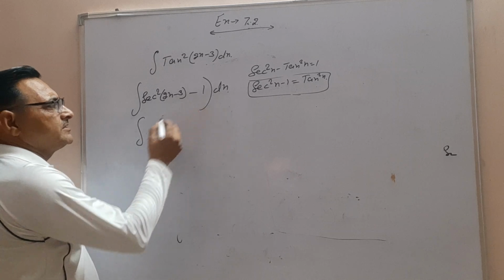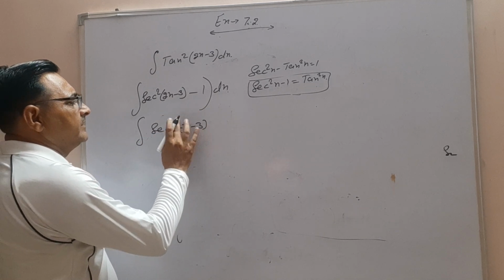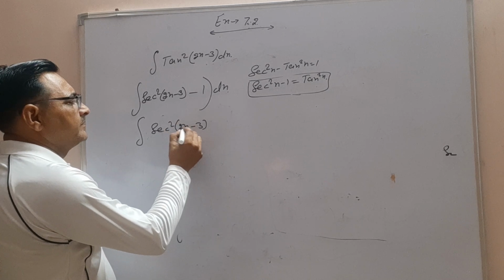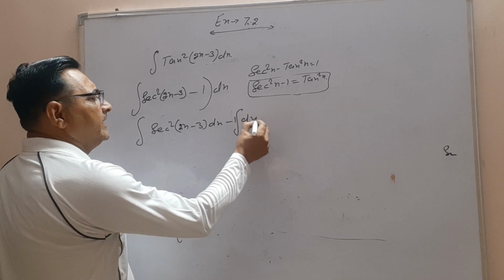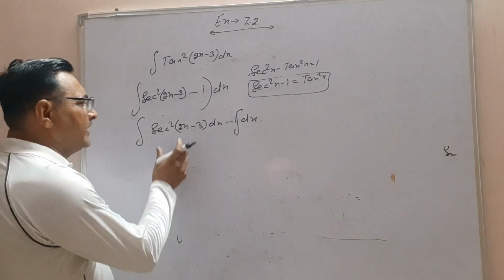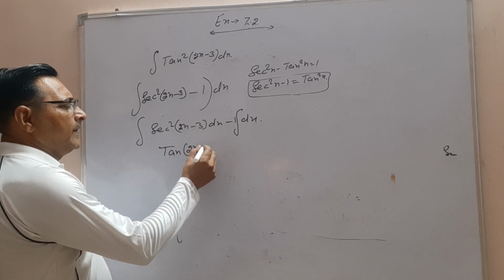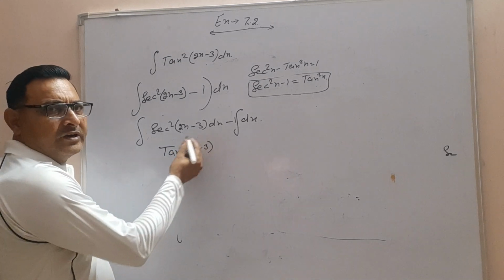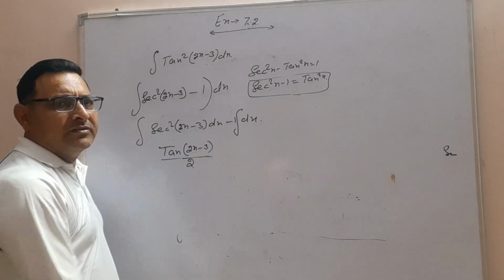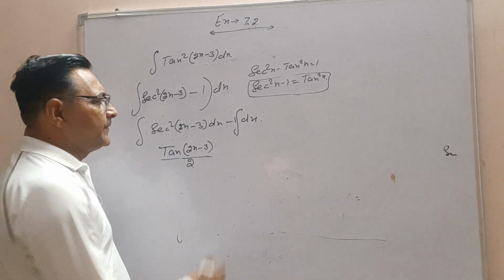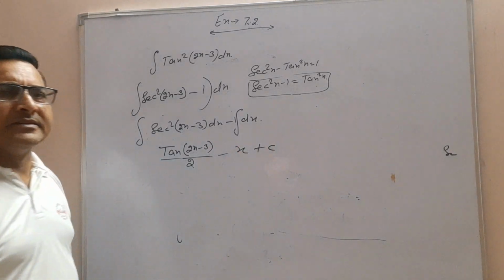We can separate these terms: secant square (2x minus 3) into dx minus 1 into dx. Here the integration of secant square x is tan x, and in the denominator we take the derivative of this angle, that is 2, and the derivative of 3 is constant, its derivative is 0, and the integration of dx is x plus c. This will be the answer.